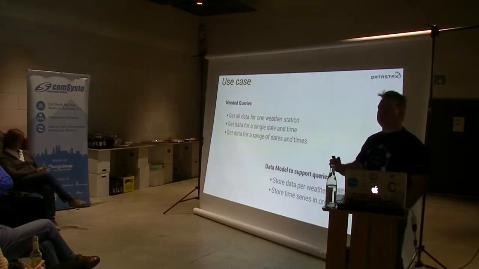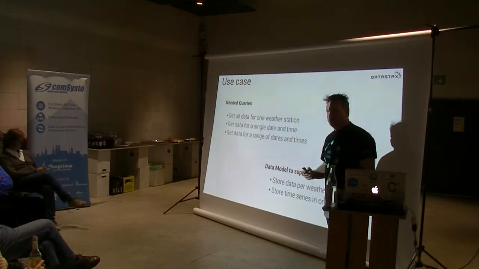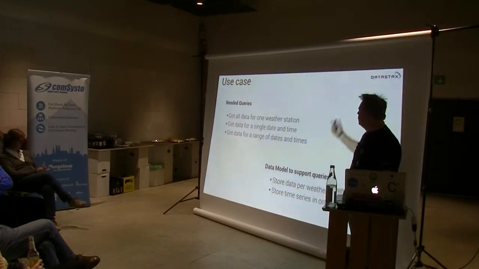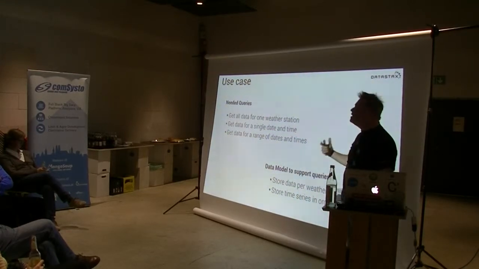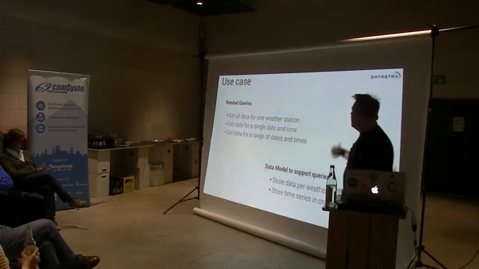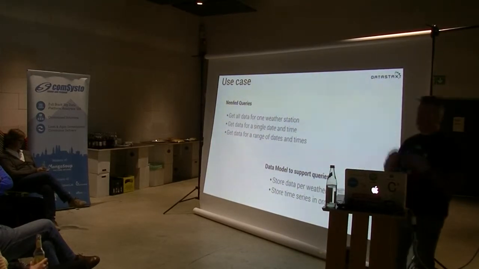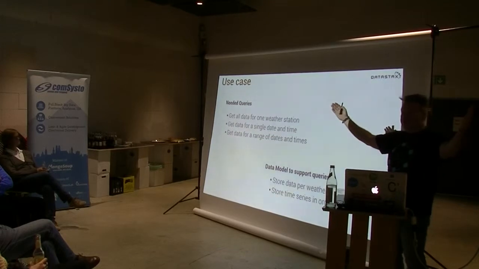Whenever you design a data model for Cassandra, you start with your queries. So you have to ask your question: what kind of queries do I need for my data? I want to get all data for one weather station. I want to get data for a single date and time. And I want to get data for a range of dates, so I can do those pretty graphs.